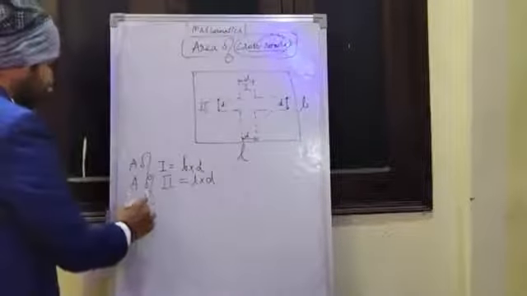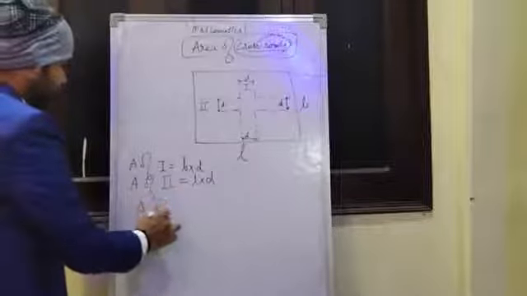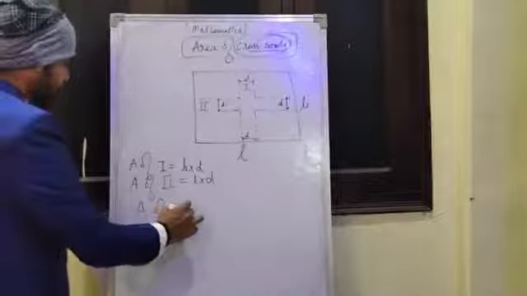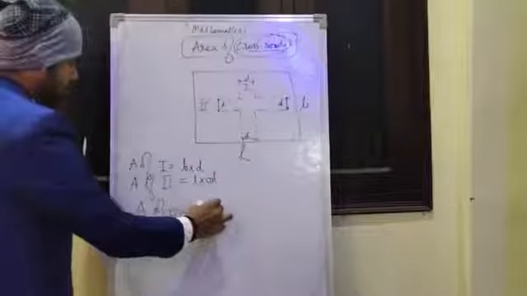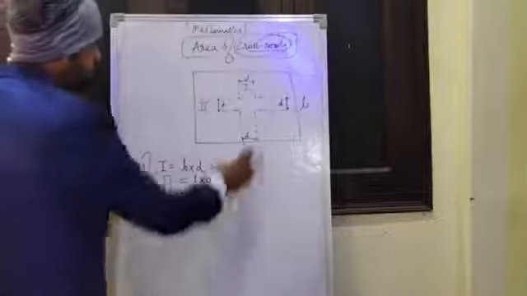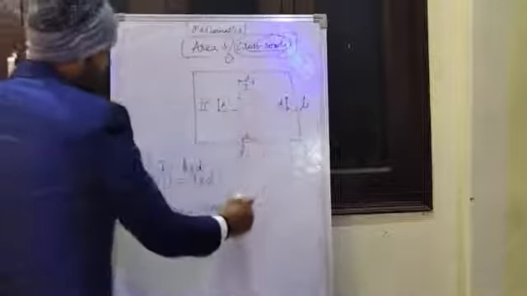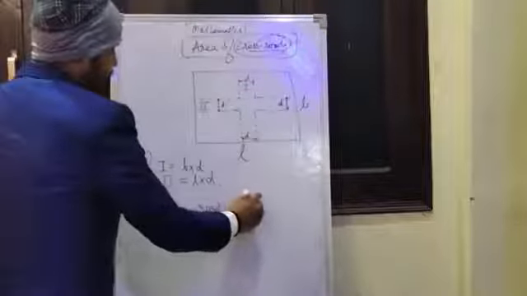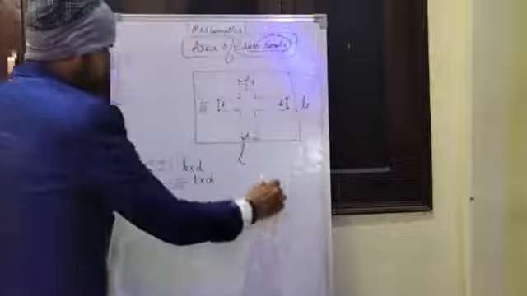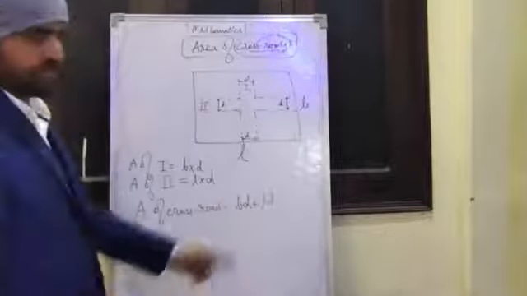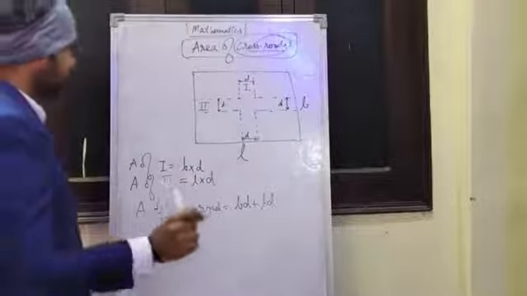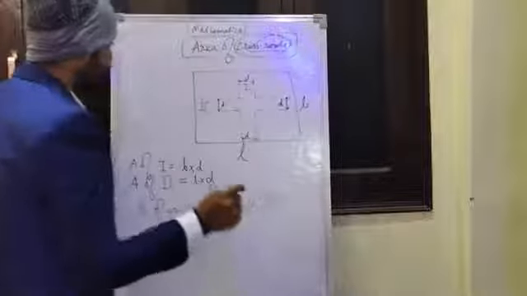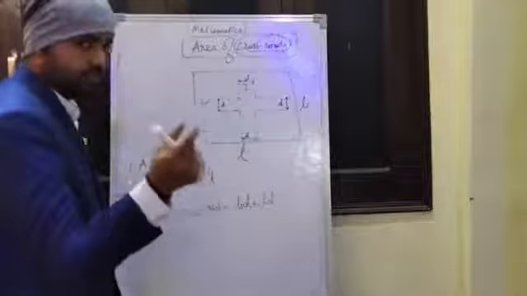So you would say, sir, the area of the crossroad will be the addition of these two. Area of the crossroad, because I have to find out the area of both the roads. So I will write B into D plus L into D. It seems that this is the answer, but you have to see very carefully that we are taking the area of one portion two times.